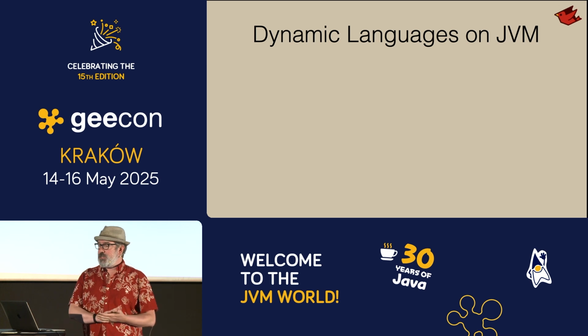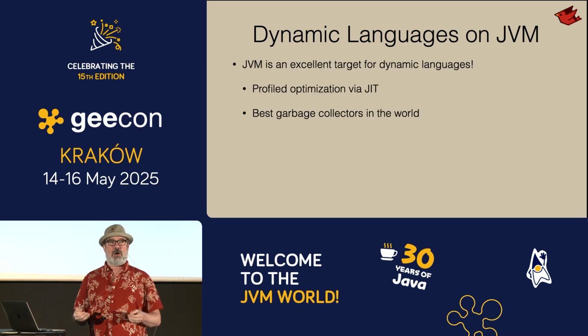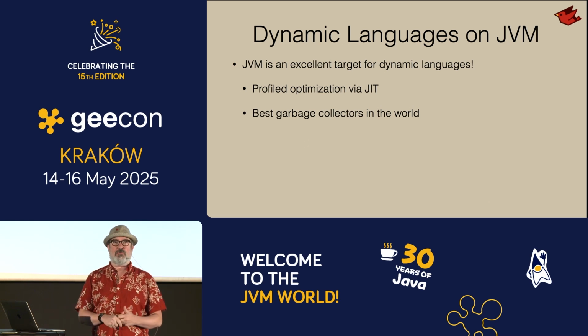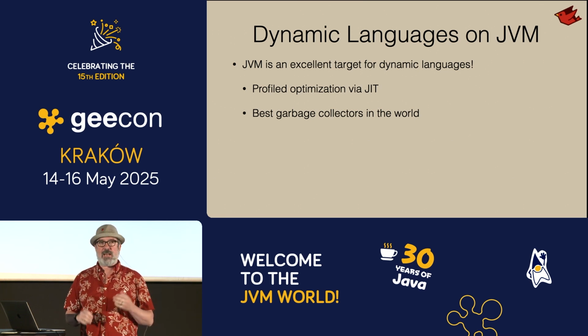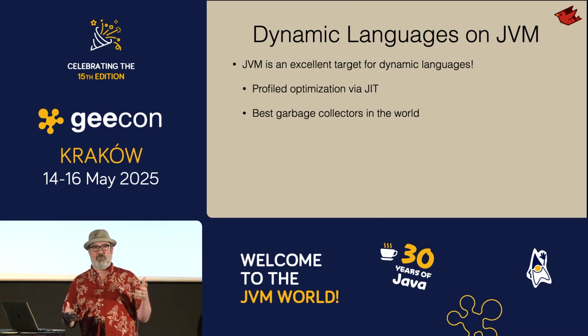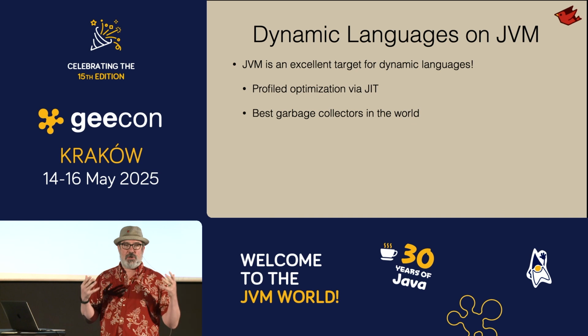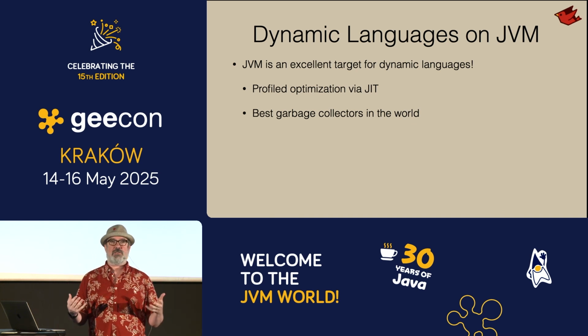So, dynamic languages on the JVM. It really turns out that the JVM is an excellent target for all kinds of languages. Of course, statically typed languages like Scala work very well. Kotlin has carved out a huge portion of the Java community. But dynamic languages also work really well. We have an optimizing, profiling, runtime JIT that can take our code and turn it into fast native executables. We have the best garbage collectors in the world.